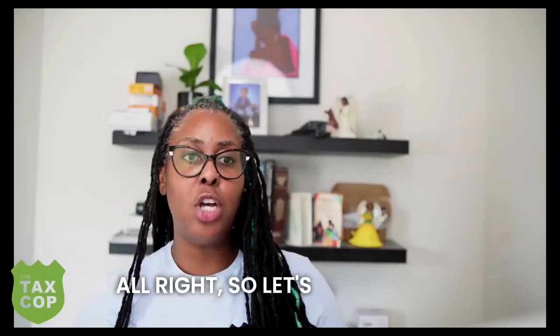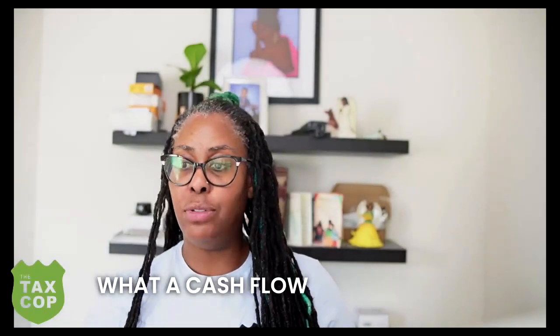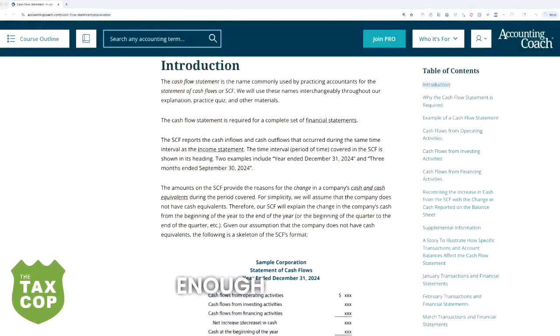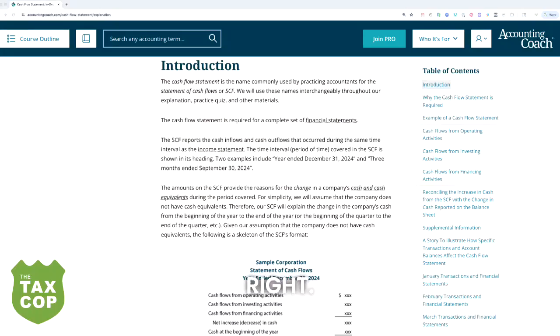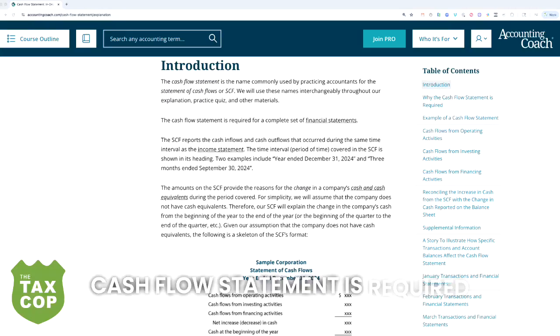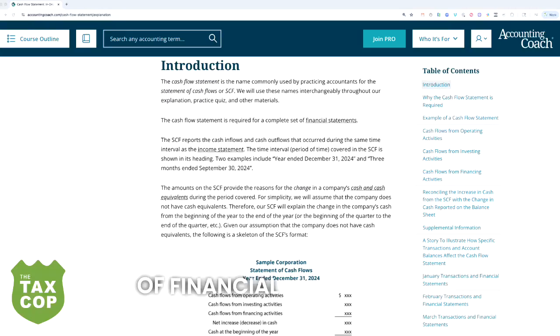All right, so let's talk about what a cash flow statement is. Enough with me being on my soapbox. The cash flow statement is the name commonly used by practicing accountants for the statement of cash flows, right? The cash flow statement is required for a complete set of financial statements.